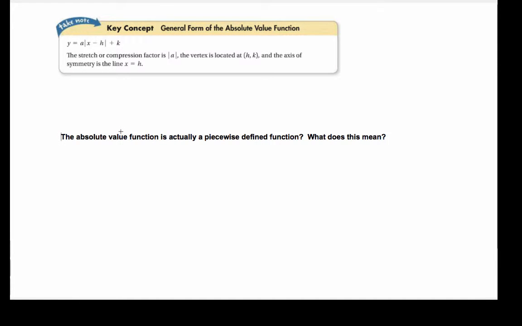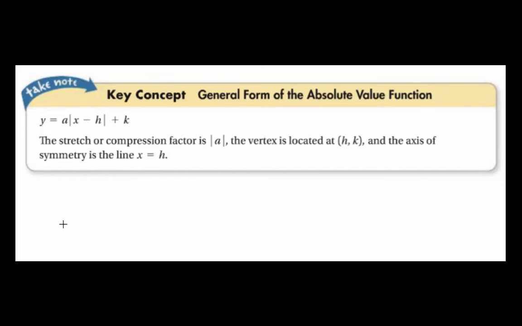So here's the general form of an absolute value function. Y equals some value a times the absolute value of a quantity x minus h, plus k. The stretch or compression factor is the absolute value of a. The vertex is located at (h, k). So h and k tell us where the vertex is.